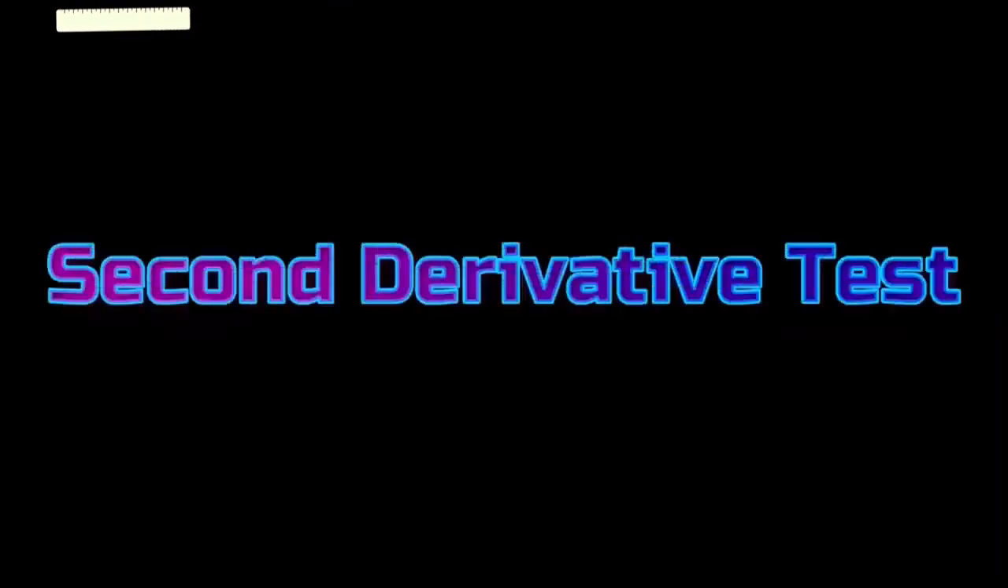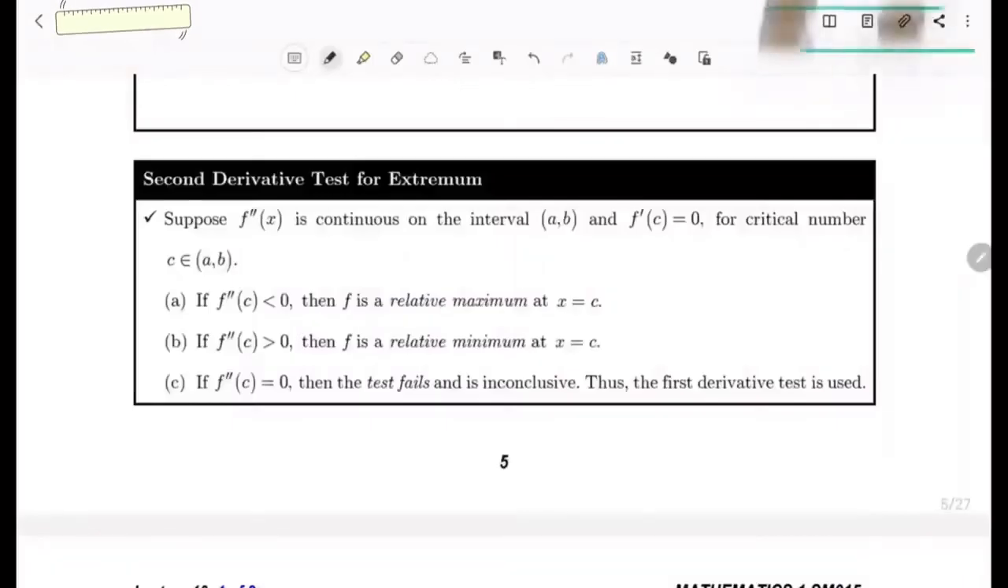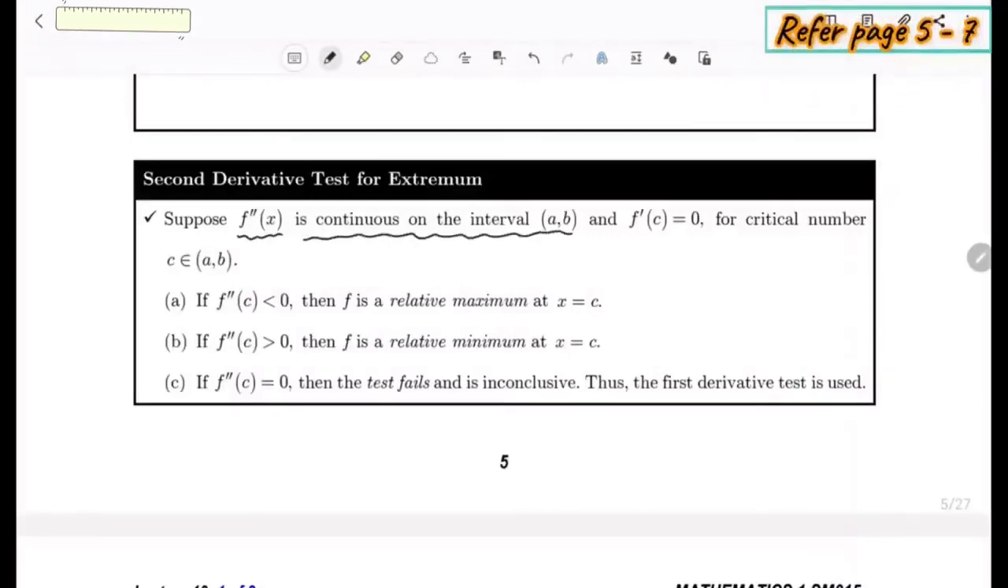Let's look at the second derivative test. So suppose that f double prime x is continuous on the interval (a, b) and f prime c equals 0, for critical number c in between a and b.